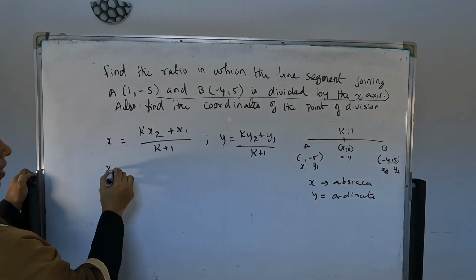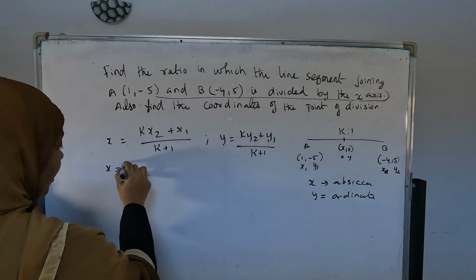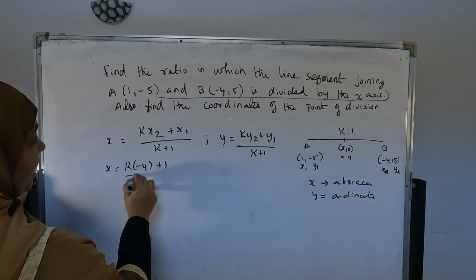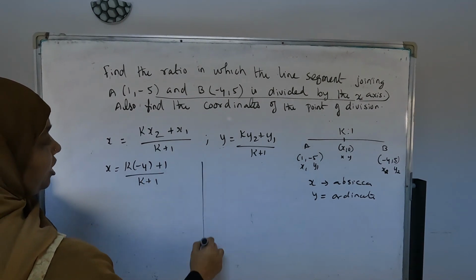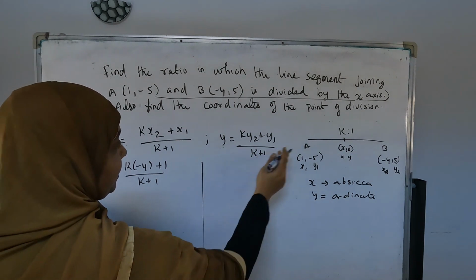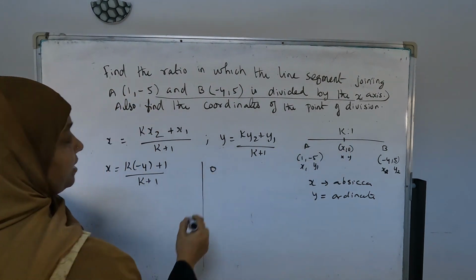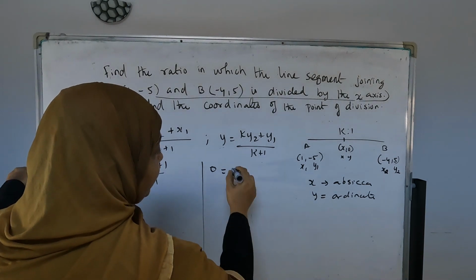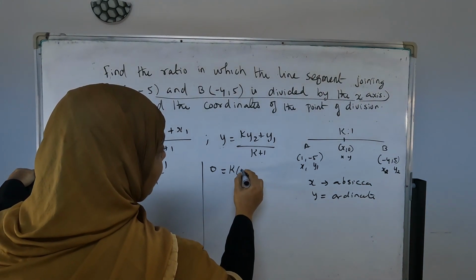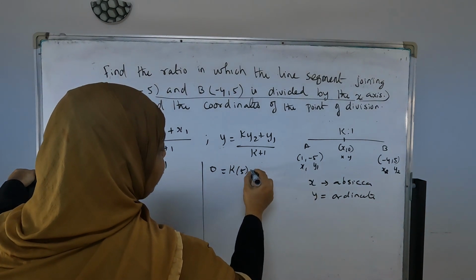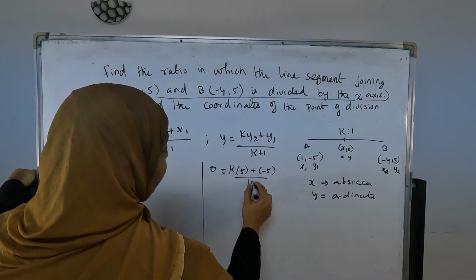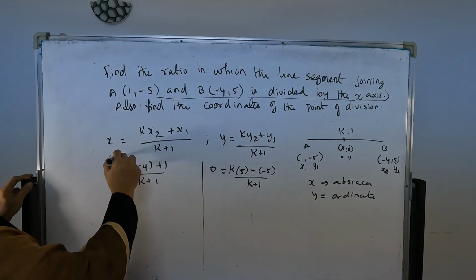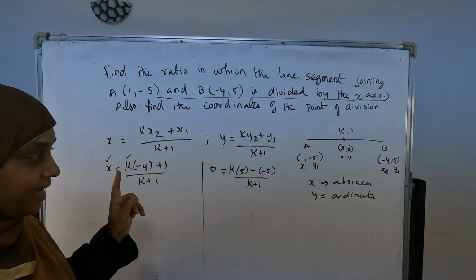So x is x only and k is k only, and x2 is -4, x1 is 1, and k plus 1. As well as for this point, y is 0, the coordinate is 0 they have given, because it is the x-axis, and k as k only, and y2 as 5 and y1 as -5, k plus 1. Don't proceed with this one, because two unknown variables, x and k, are there, so we will not get any answer.